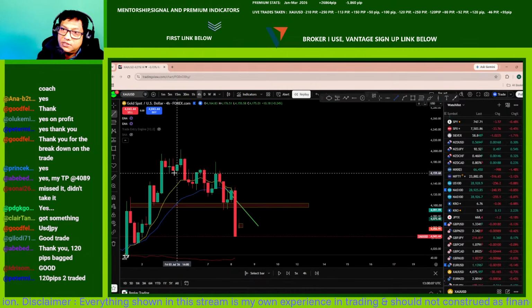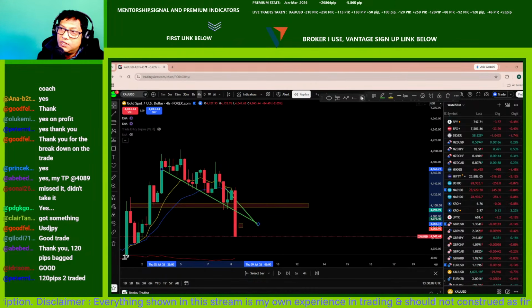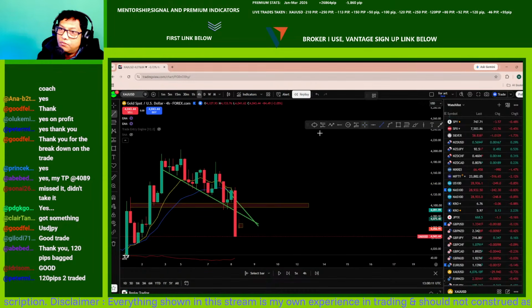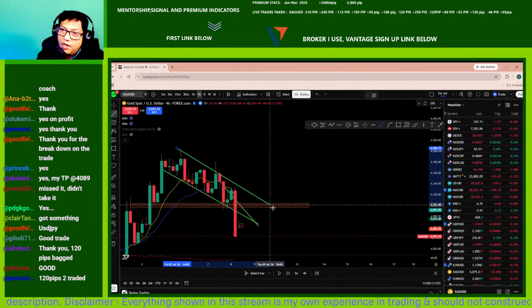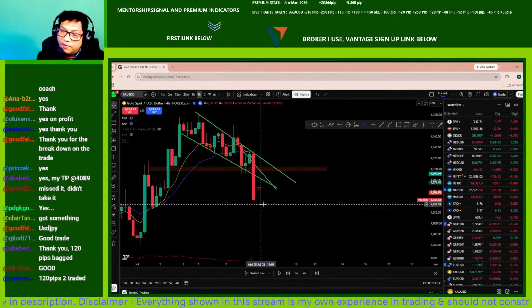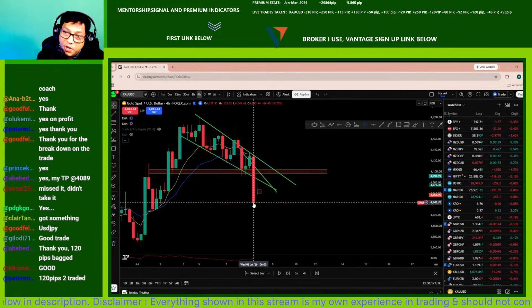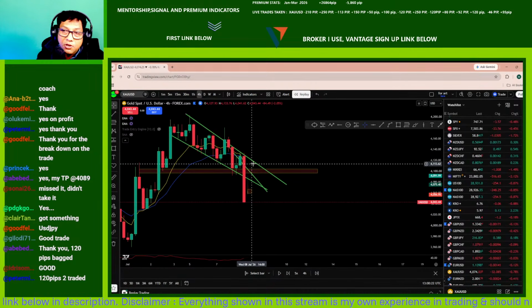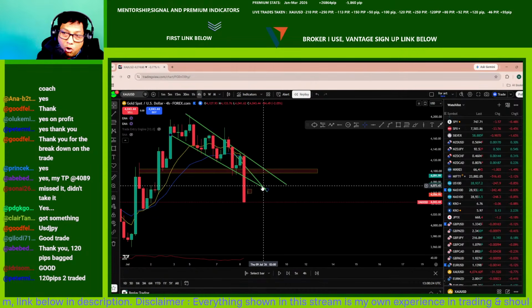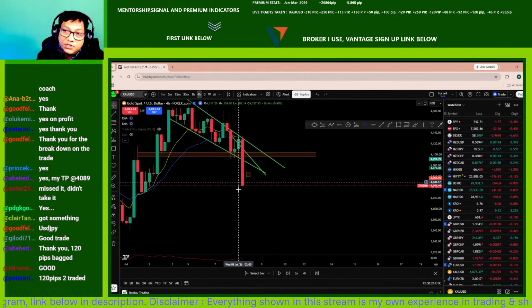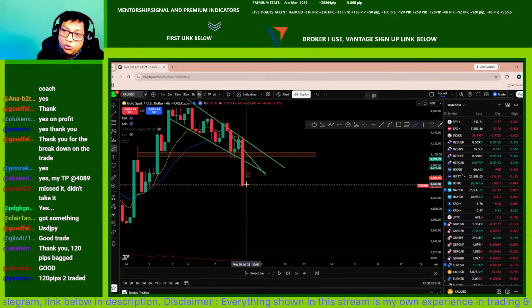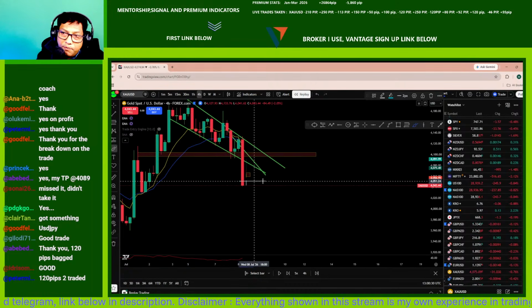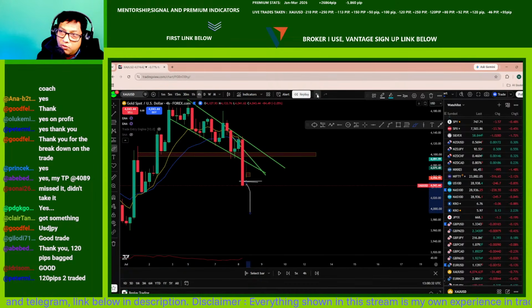It has a drop out of this flag pattern, okay? It's a breakout from this flag pattern. When you see such a big candle drop like that, try to understand: when such a big candle drops, if it is a downtrend, the next one wouldn't even go up a little. It's going to keep coming down.